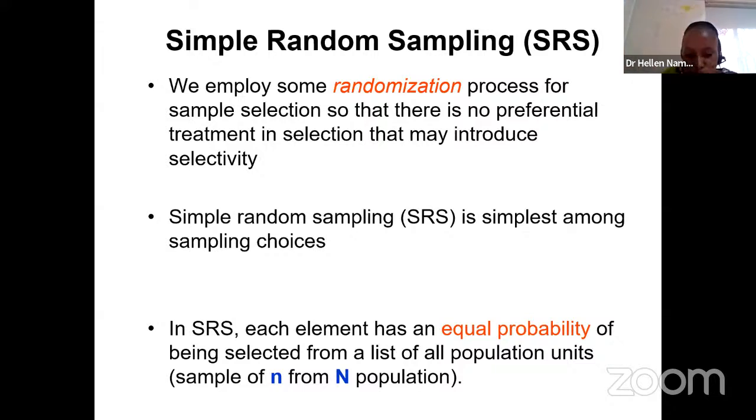In case you have a list of all your population units, let me say, for example, if you're going to use students, every student has an equal chance. That is simple random sampling. And remember, n is gotten from the capital N. Small n is our sample size, and capital N is the population size. So we need an n that will be able to give us a similar representation as if we had used the population.